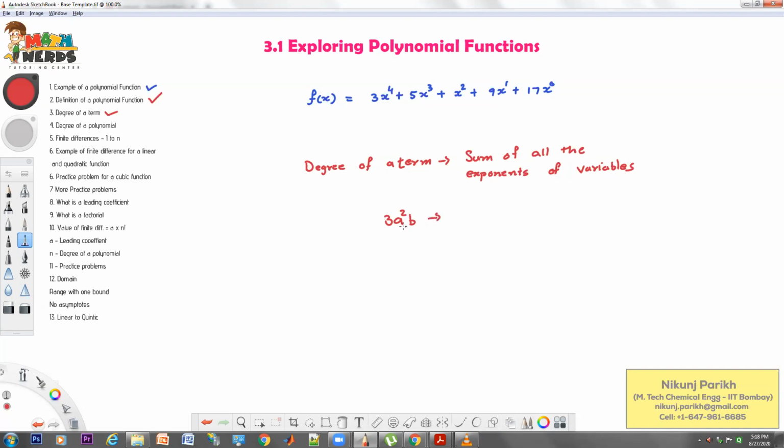The variable part is a squared b, and a has exponent 2, b has exponent 1. So 2 plus 1 equals 3. So 3 is the degree of this term.